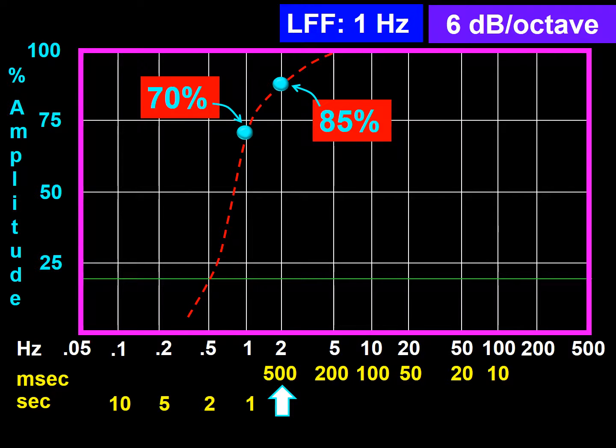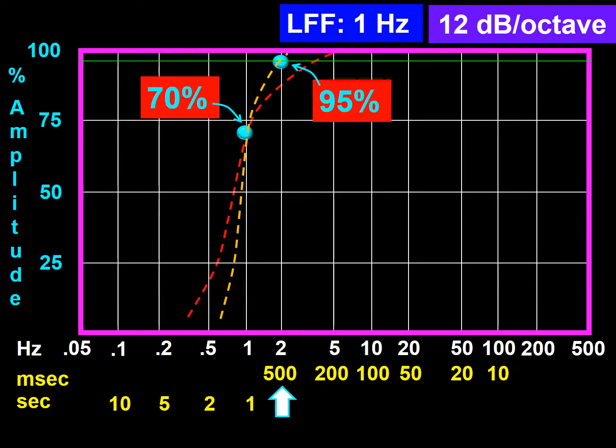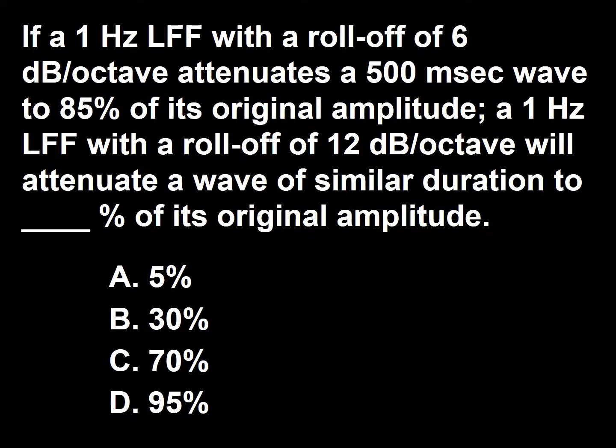Here you see represented the degree of reduction a filter with the given characteristics produces on a 500 millisecond wave. In this chart, I have indicated by drawing a caramel line the degree of reduction produced by changing to a filter with 12 dB per octave. So the answer to this question is D.